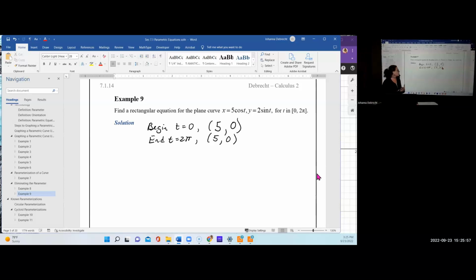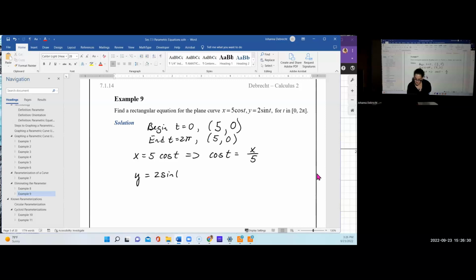And this is giving us sort of the orientation. We'd have to plot more points to know what the orientation is once we've eliminated the parameter, because we don't have any other way of telling. So in order to eliminate the parameter here, it's more helpful to isolate the trig function. So we're going to take our two equations, x equal 5 cosine of t, and we're going to rewrite this as cosine of t equals x divided by 5. Then we're going to do the same thing for the y equation, 2 sine of t, which is going to become sine of t equal to y divided by 2.